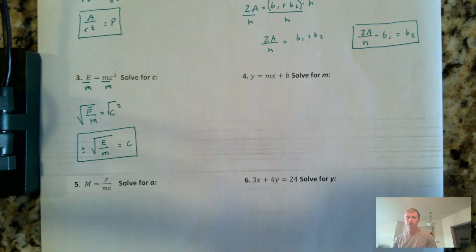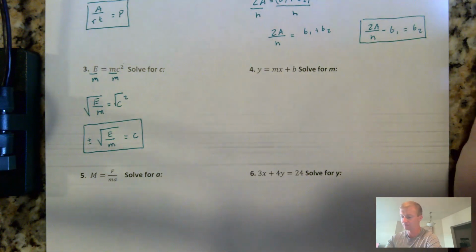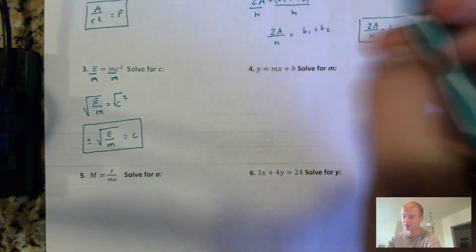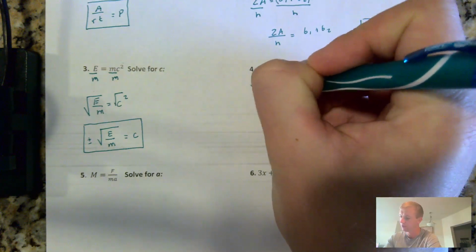All right, number 4, we're going to take a look, and it says y equals mx plus b. This is the slope-intercept form. So what we're looking for here is to get m by itself. So the first thing I see is the value of b. I'm going to go ahead and subtract that on both sides. So I'm going to have y minus b is equal to m times x.